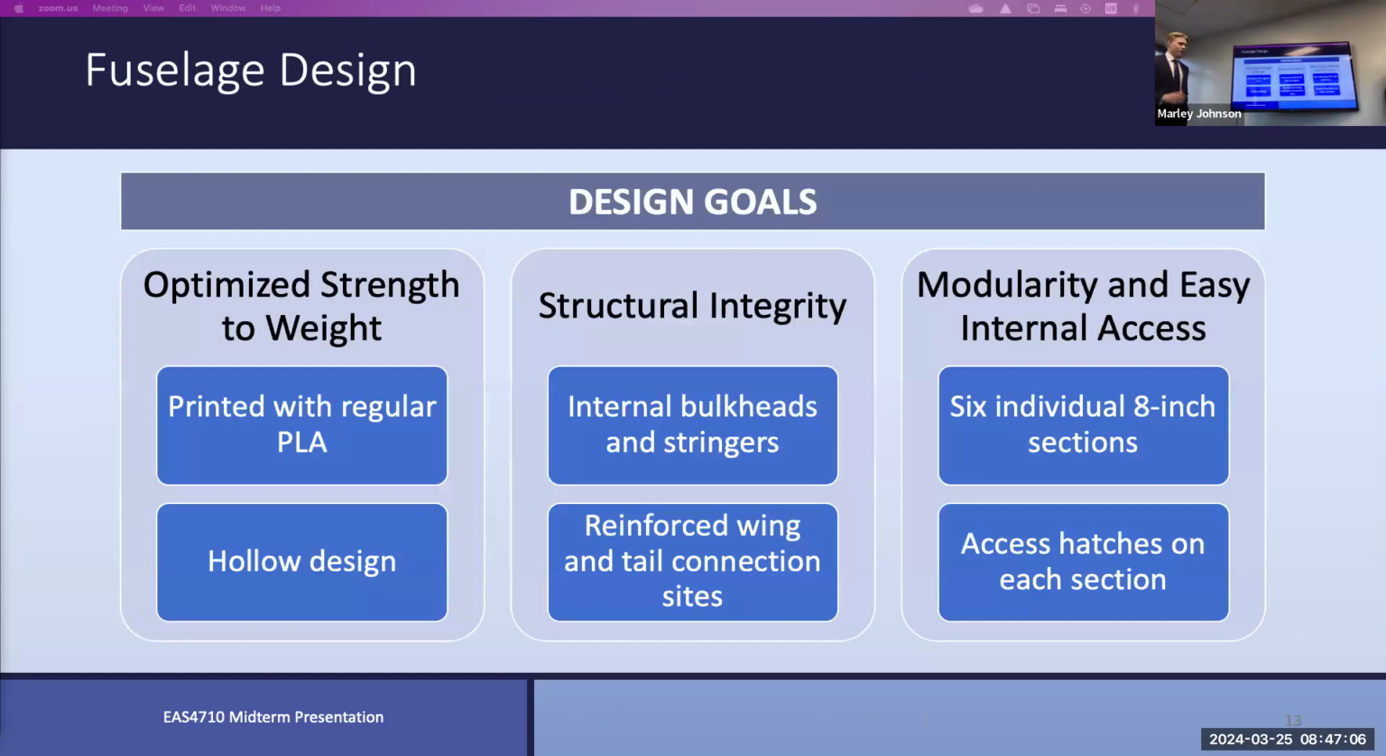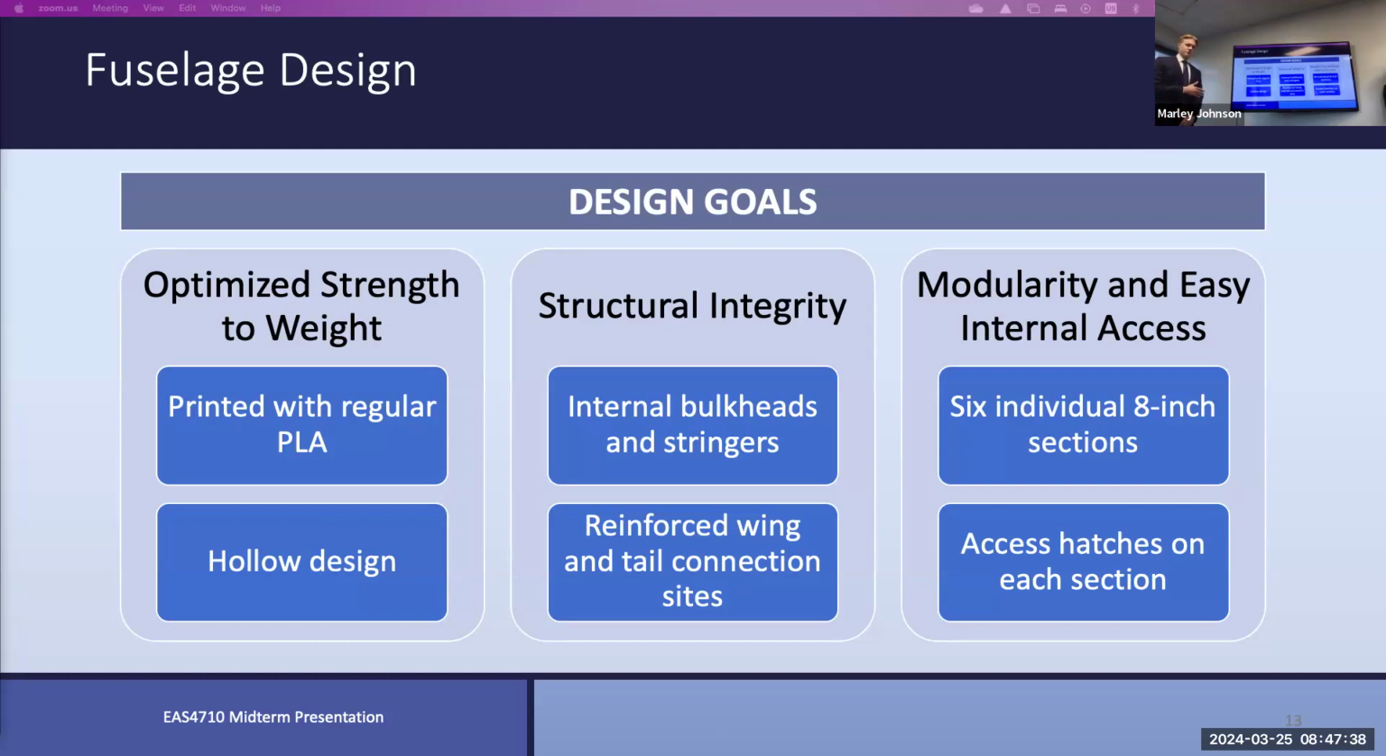So some of the overarching goals we had for our fuselage design was obviously we wanted an efficient, lightweight and strong structure. And we wanted to make it out of 3D printed PLA for ease of manufacturability and letting us rapidly iterate designs. The way we achieve this is we have a design that has internal bulkheads and stringers along the fuselage, and the places where the wing and tail connect have extra strengthening because that's where most of the loads are going to be experienced by the fuselage.